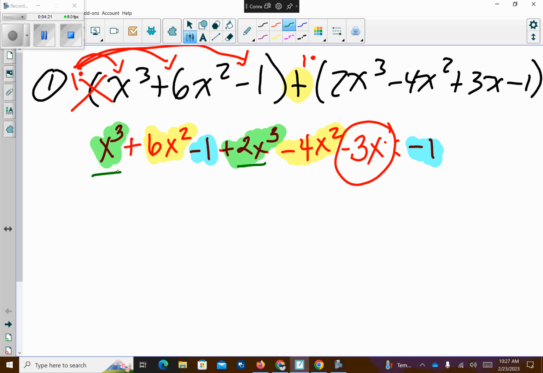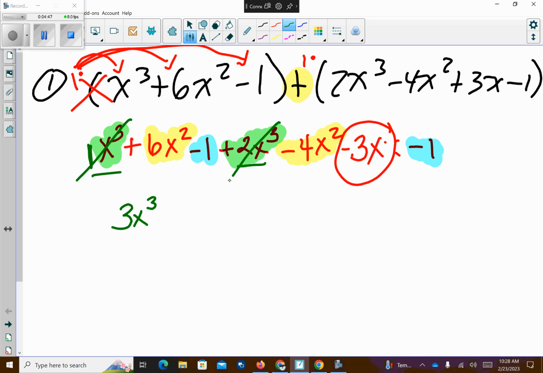Negative 3x squared. Sorry, I'm looking at the wrong one. Positive 3x to the third, good. Because this is an invisible 1. So 1 plus 2 is 3. And then the nice thing is you just bring over the cube. I like to cross things out because we're done with those. We don't need to worry about them.